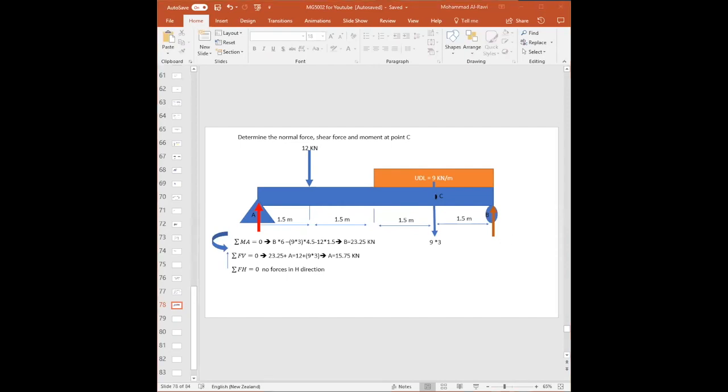Now, is that all the question, or what exactly does he want to find? If we read the question very carefully, he wants us to determine the normal force, shear force, and moment at point C.